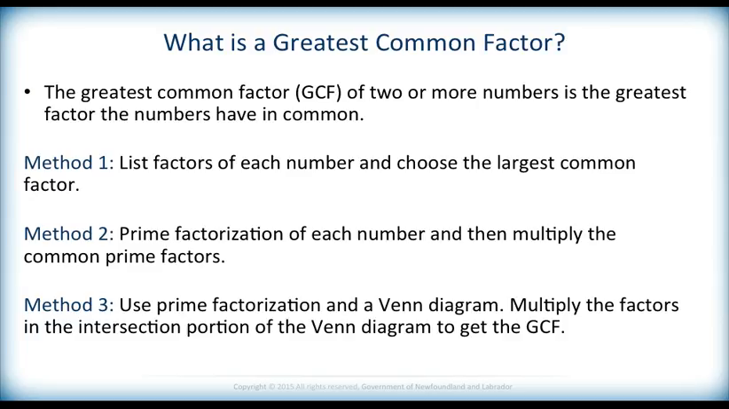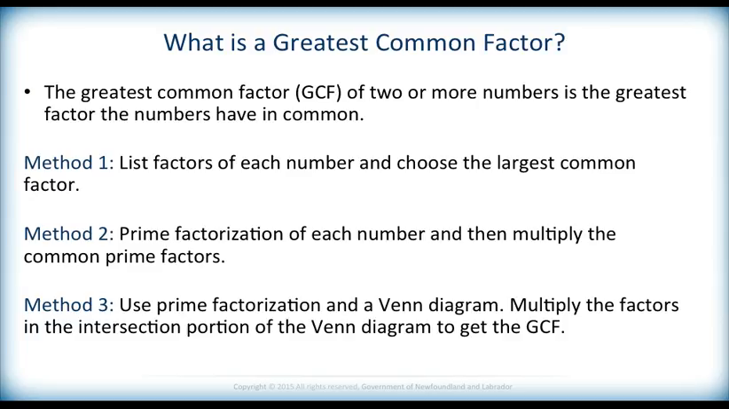First, you can list factors of each number and choose the largest common factor. This is probably the most common method to use. Say, for example, we want to find the GCF of 12 and 18. You will list all the factors from lowest to greatest for 12. You will do the same for 18. As you look through the list, you will find the largest common factor of 12 and 18.